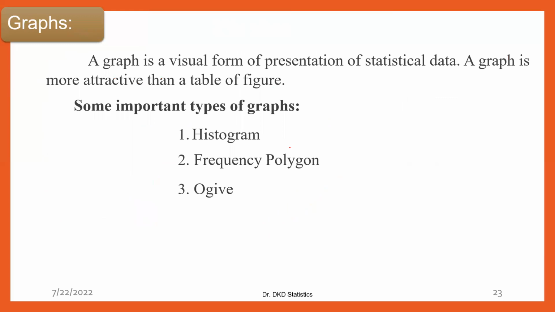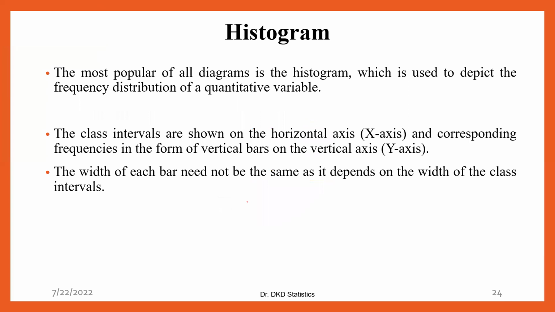Now the next point is graphs, which are very important for presentation of statistical data. In statistics, a very important diagram is known as the histogram. The histogram is very important to understand the normality of the data. Second is the frequency polygon, and third is the ogive. Now quickly we'll discuss how to create the histogram, frequency polygon, and ogive curve.